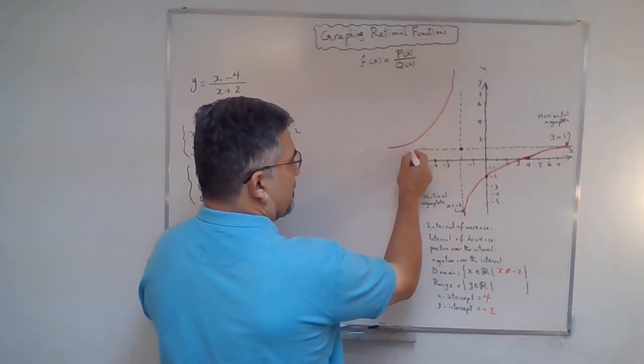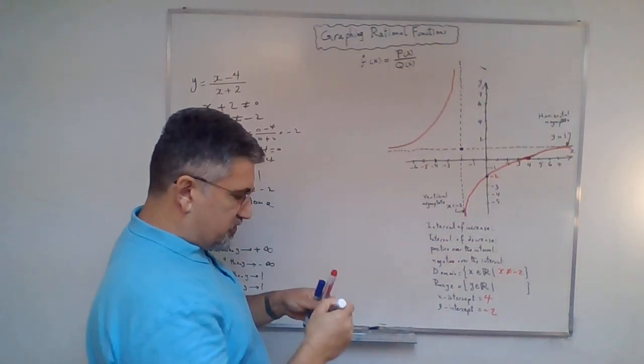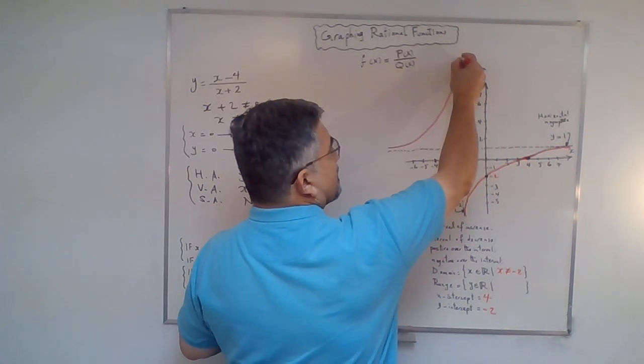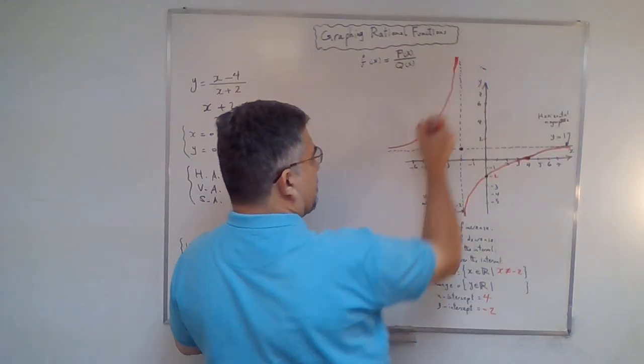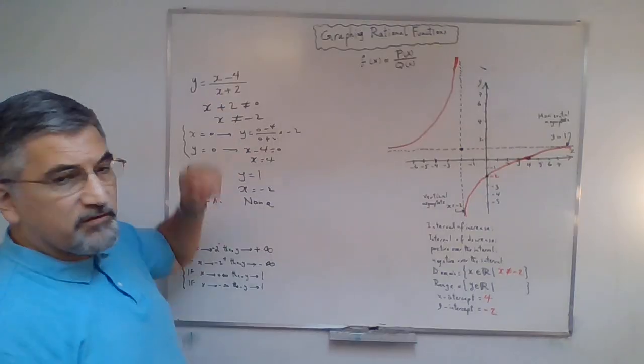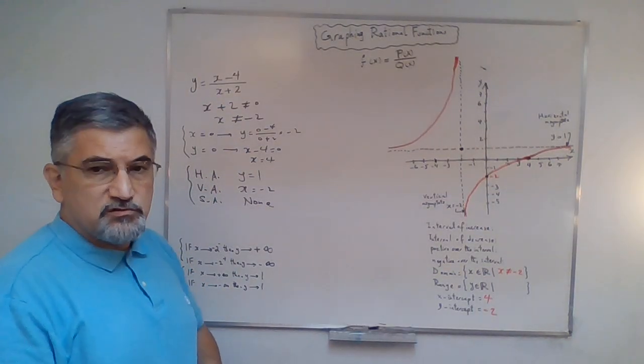So this is a more realistic graph. Of course, we can use technology, that is graphing calculators, computers, different applications you can use, and your graph would be much more accurate. These types of functions are also called homographic functions, not in the textbook.